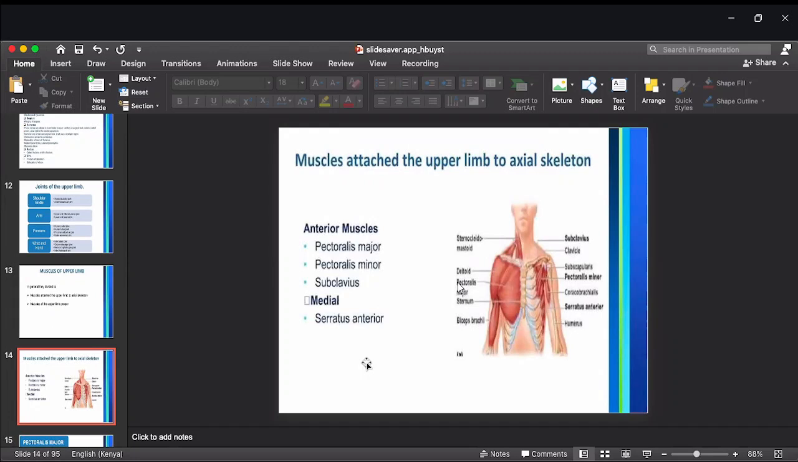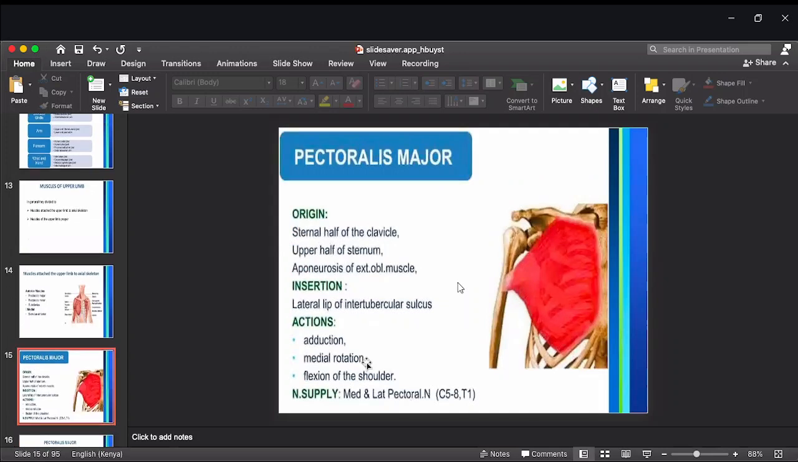So the muscles attached on the upper limb, for example, the pectoralis minor, major, and subclavius, are attached on the trunk, but also connected to the upper extremities. You must be able to appreciate them and their nerve supply, action, injuries, if any. So at your own free time, I want you to go through these muscles, the pec major, for example, their origin from the sternal half of the clavicle, and also the ribs, and attachment being the lateral lip of the intertubercular sulcus.